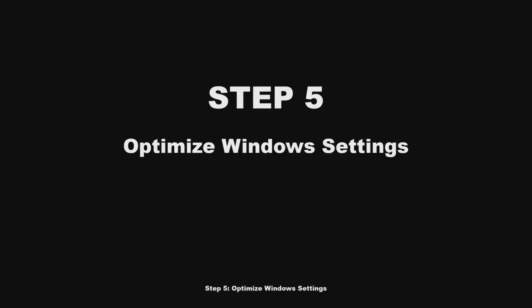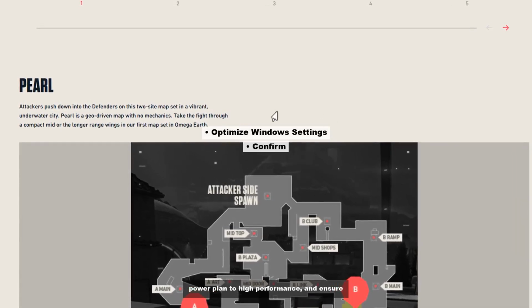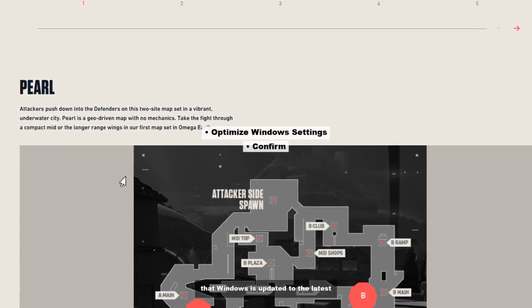Step 5. Optimize Windows settings. Adjust your Windows settings for better performance. Disable visual effects, set your power plan to high performance, and ensure that Windows is updated to the latest version.